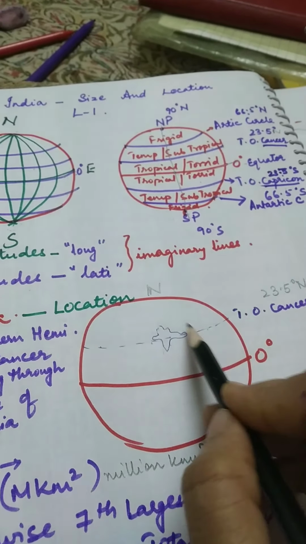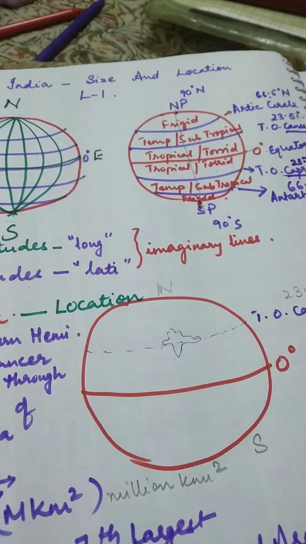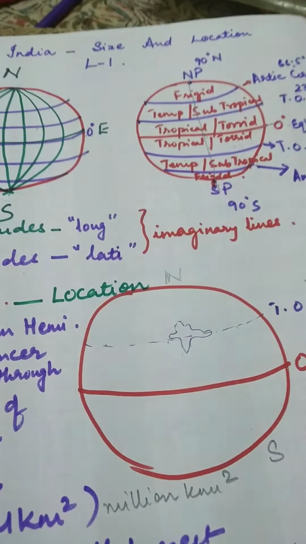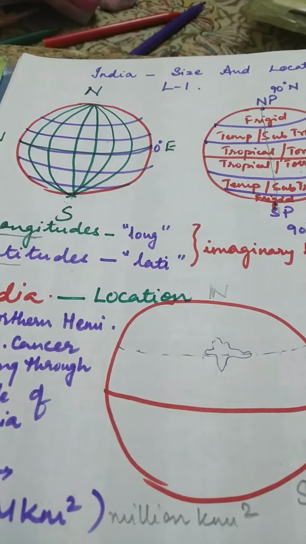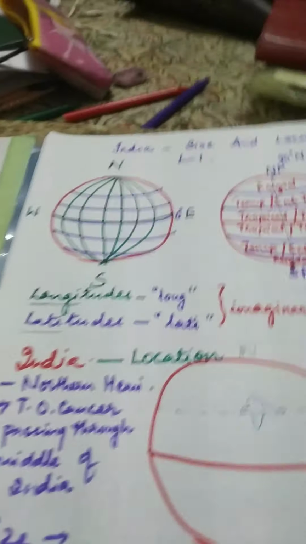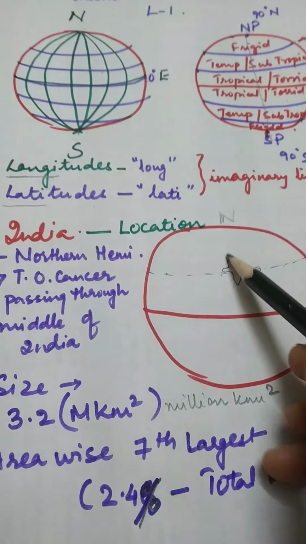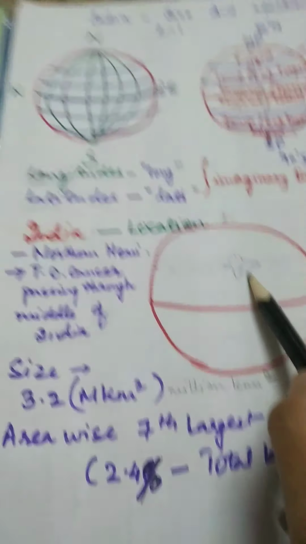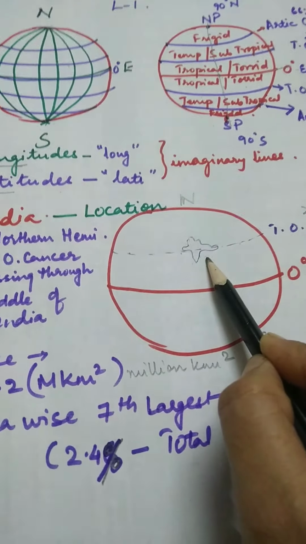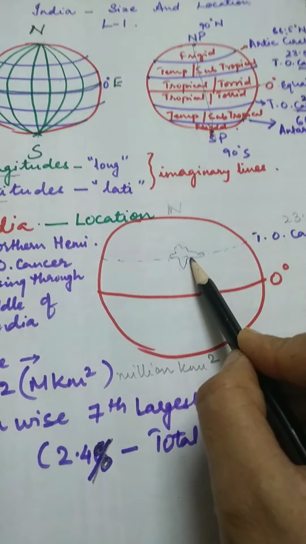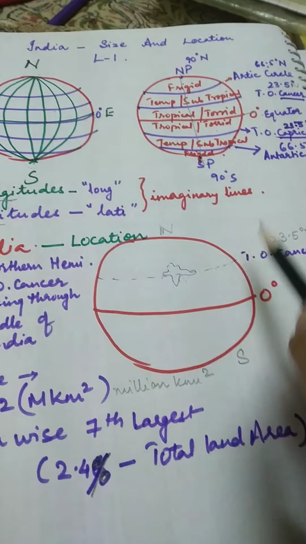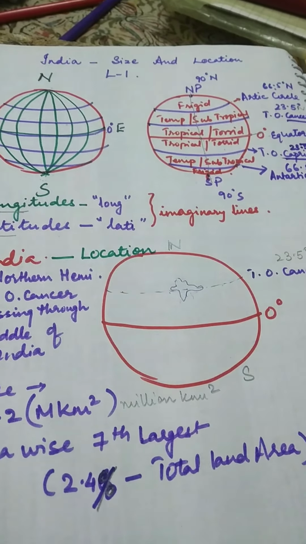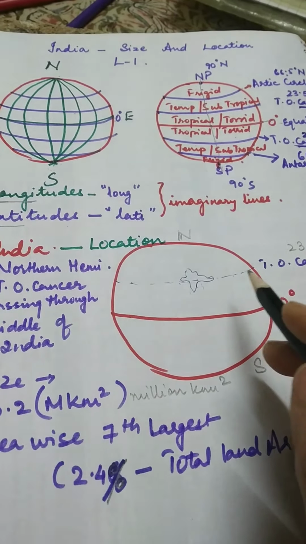If we look into the size of India, India is 3.2 million square kilometers in size. So the total size of India is 3.2 million square kilometers, and India, as I have said, is the 7th largest country, and land wise it has 2.4% of land in total. If you consider it in worldwide area, it's 2.4% land.